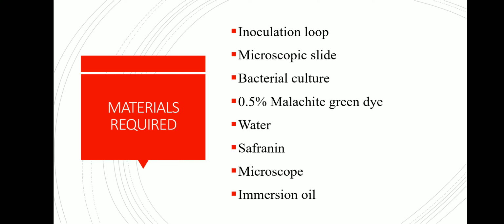Materials required for the endospore staining technique are an inoculation loop, microscopic slide, bacterial culture, 0.5% malachite green dye, water, safranin, microscope, and immersion oil. These are all the materials required for the endospore staining technique.